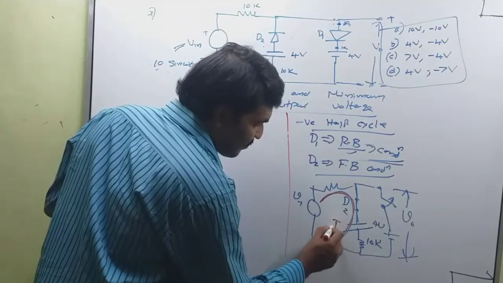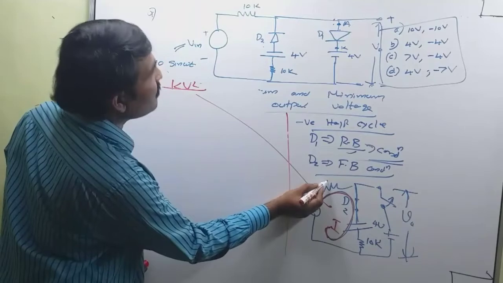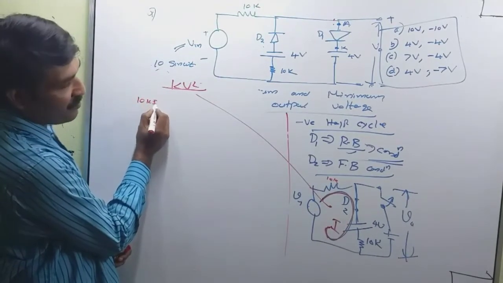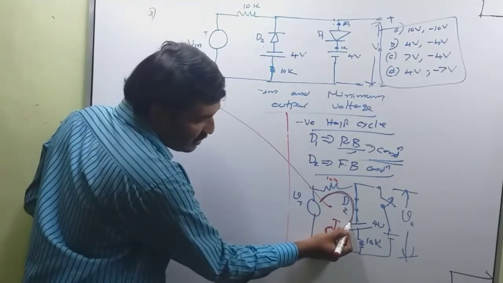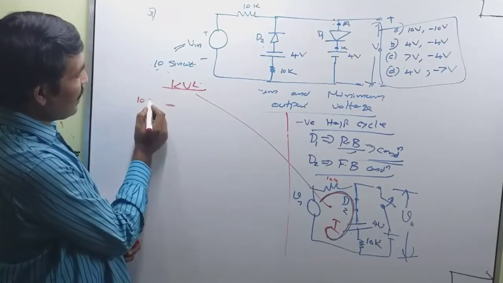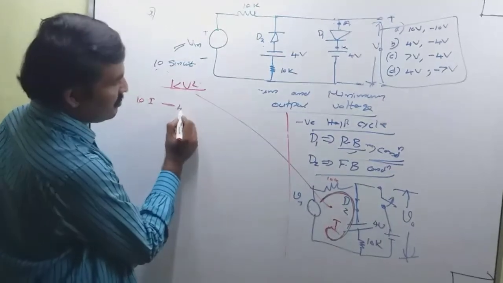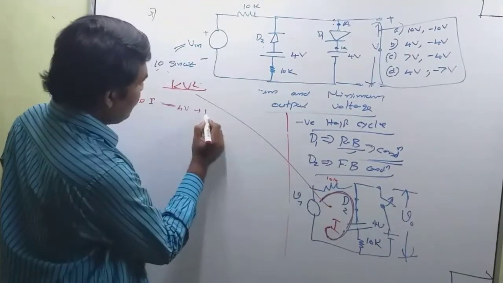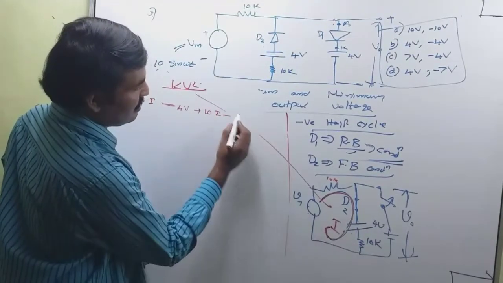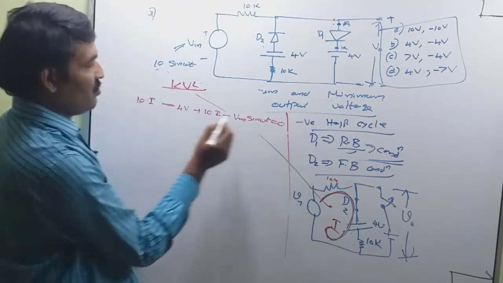Let the current be I. Now apply KVL. We have this resistance of 10K, that is 10K into I. This lower is negative to positive. So minus, I am writing this 10K, 10 into I, minus 4 volt plus 10I minus this voltage, that is Vm sin omega t, is equal to 0.